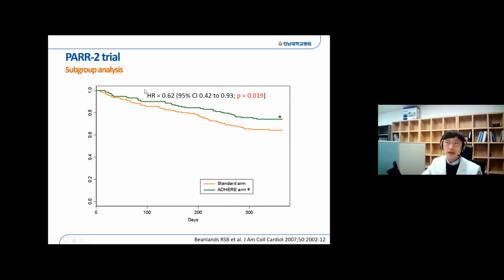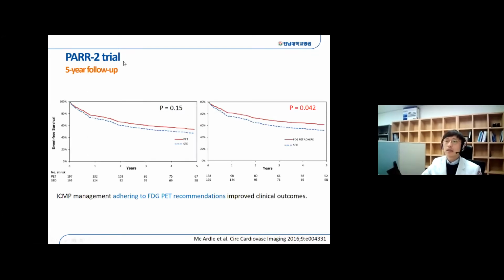Although the PARR-2 trial is now considered a negative trial, this graph shows that following recommendations from viability imaging is very important in the patient's prognosis. And the 5-year follow-up of the PARR-2 trial patients also showed the same results, showing that the PET adhere group was associated with a significantly better outcome as compared to the standard arm without viability testing.